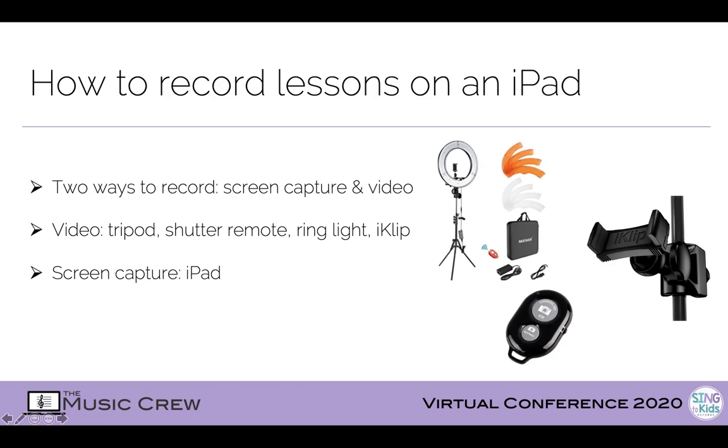Before we get started, there are a few things I want you to think about. When we record lessons on an iPad, you can do so via screen capture or video. If you're going to video yourself, you might consider these accessories: a tripod, a shutter remote, which will turn the camera on and off for you without you walking to the video camera to turn it on or off, a ring light to help if you're not in a brightly lit room, and an iClip, which attaches to the tripod to hold your iPad. If you're only going to use it for screen capture, then all you need is your iPad.